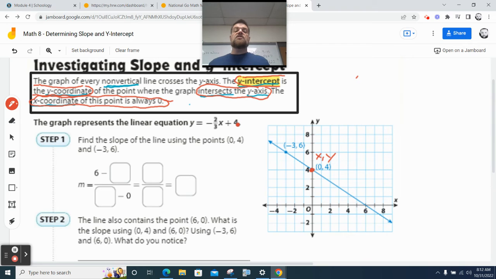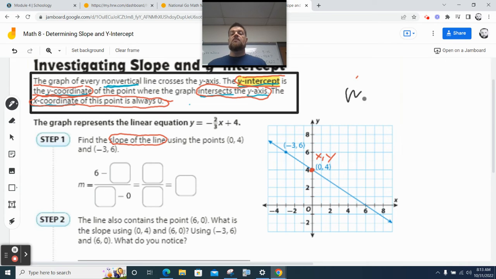It says find the slope of the line using the points (0, 4) and (-3, 6). Now, what do you think is the key phrase in that sentence? Circle the key phrase in that sentence. Something that's important to the lesson. I circled slope of the line.